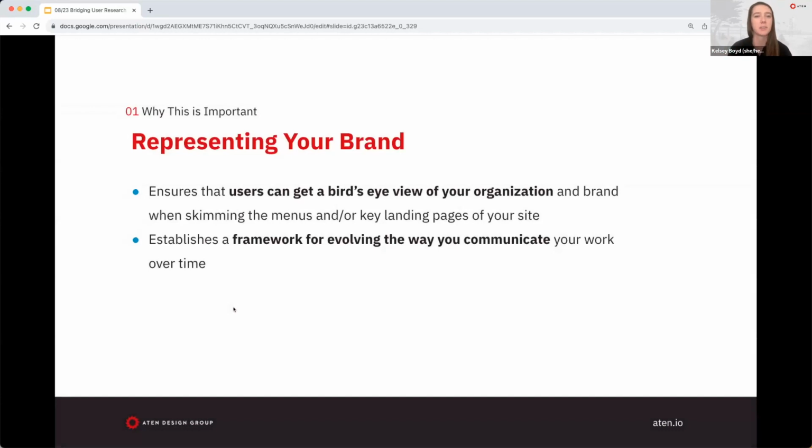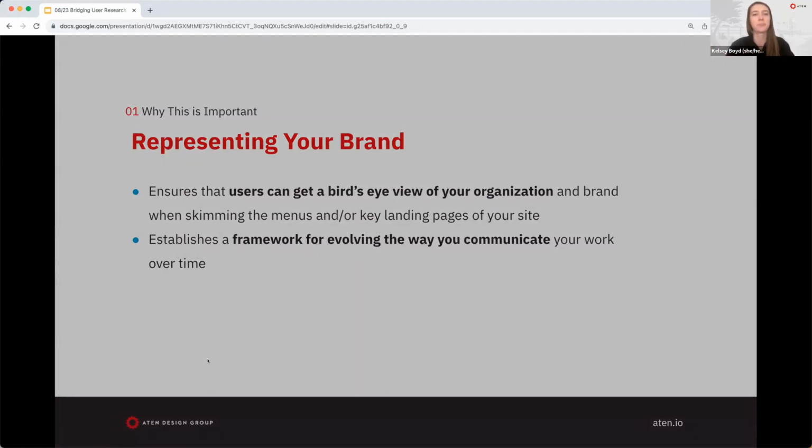And this really does allow you to capture your brand and represent your brand at a very high level. So this is where we make sure that users can get a bird's eye view of your organization and brand when skimming the menus and or key landing pages of your site. This is often where users will get a sense for what it is that you do, how you describe yourself, how you talk to them. And it establishes a framework for evolving the way you communicate your work over time. So as websites inevitably grow and evolve, that you really understand what are those underlying foundations and frameworks that can provide some ability to flex and grow in the future.